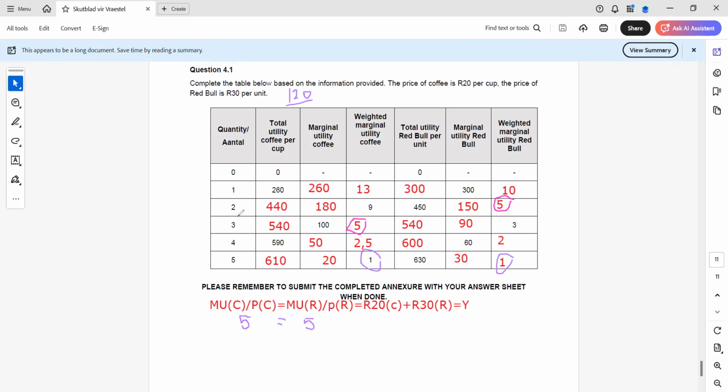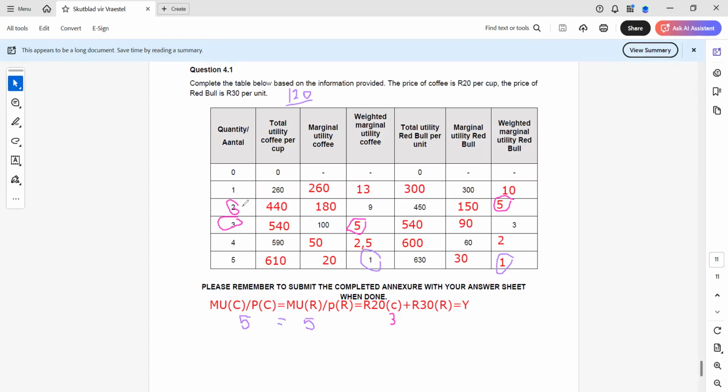For coffee, they would purchase 3 coffees, right? And then for Red Bull, they would purchase how many? 2 Red Bulls, right? You can see 2 Red Bulls here. So now we need to substitute these 3 and 2 in this formula. So if you say 20 times, in place of C, because we've determined that coffee is 3, we're going to substitute 3.